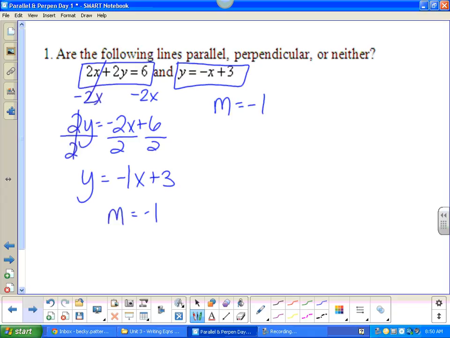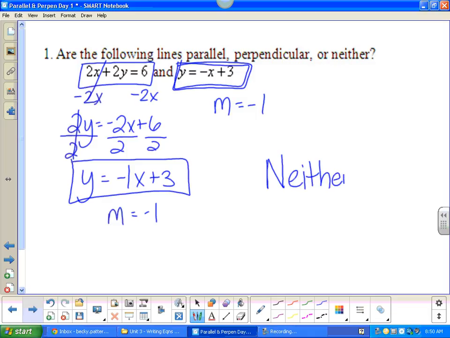But this one's tricky. By definition, parallel lines never touch. Well, if you look at these two equations, not only do they have the same slope, they also have the same y-intercept, which means they are the same line. Which means how many times do they touch? Well, they touch at every single point. So they can't be parallel because they touch. So this is neither.